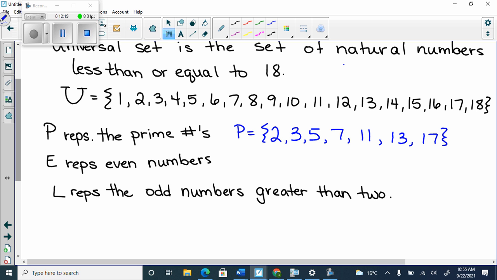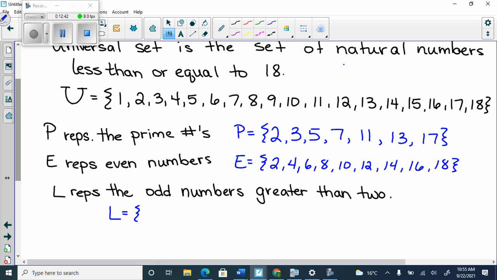Now E represents the even numbers. So 2, 4, 6, 8, 10, 12, 14, 16, 18. L represents the odd numbers greater than 2. So what am I going to start at? 3, 5, 7, 9, 11, 13, 15, 17.